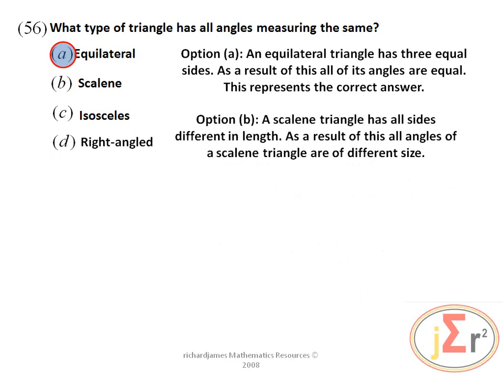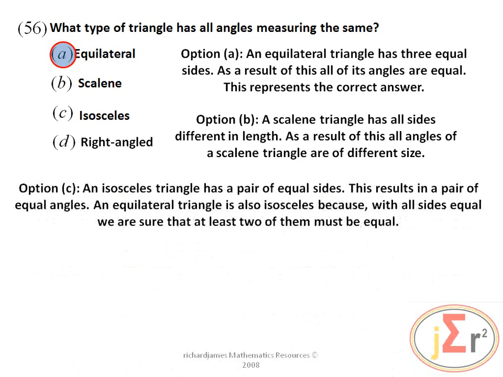A scalene triangle has all sides different in length. As a result of this, all angles of a scalene triangle are different in size. In option C, we have isosceles. An isosceles triangle has a pair of equal sides. This results in a pair of equal angles. An equilateral triangle is also isosceles because with all sides equal, we are sure that at least 2 of them must be equal. So, an equilateral triangle must be first isosceles, right?